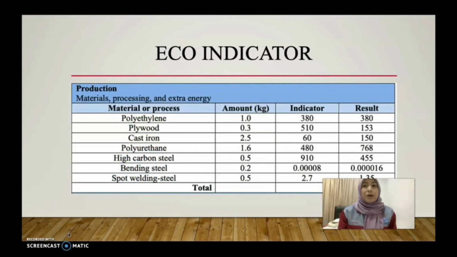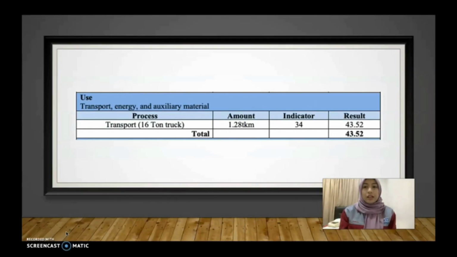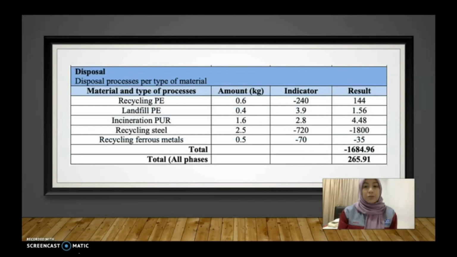Now, we look at the eco-indicator. In the eco-indicator, we have production, usage, and disposal. For production, we have 7 materials or processes which total 1907.35. For usage, there is only one type which has a total result of 43.52. The last one is disposal. In disposal, there are 5 materials or processes which total 1684.96.